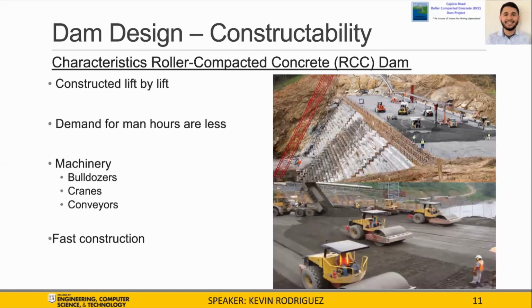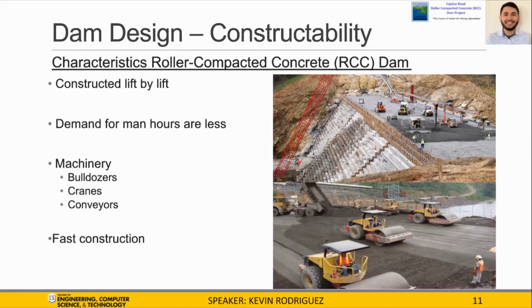RCC dams are constructed lift by lift by cranes in successive layers, resulting in a slope that resembles a staircase as shown in the figure on the upper right-hand side. When constructing RCC dams, the demand for man-hours is less compared to conventional concrete dams due to the usage of machines for compacting and spreading the concrete as shown in the picture on the lower right-hand side. Bulldozers are the general equipment that is used for spreading RCC.